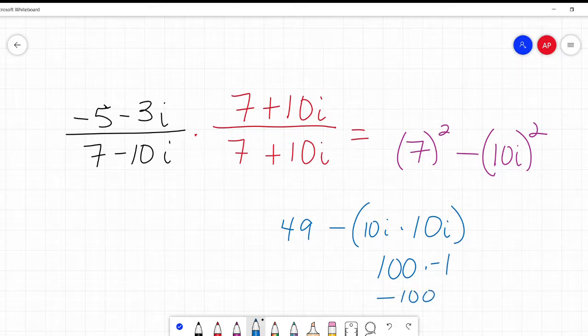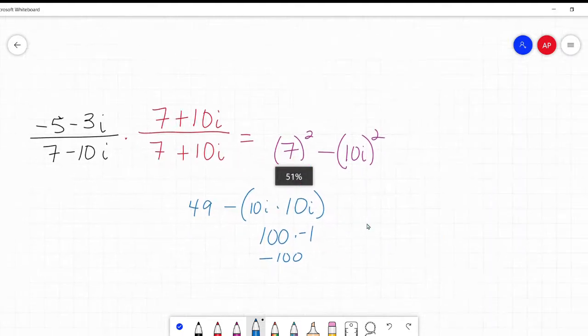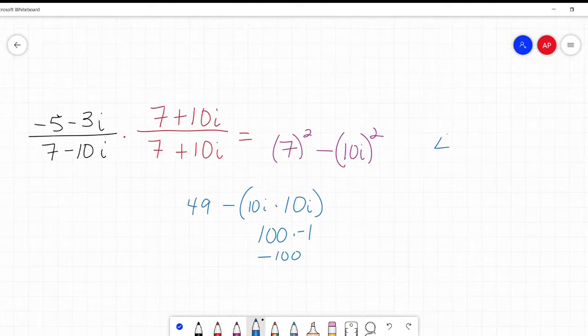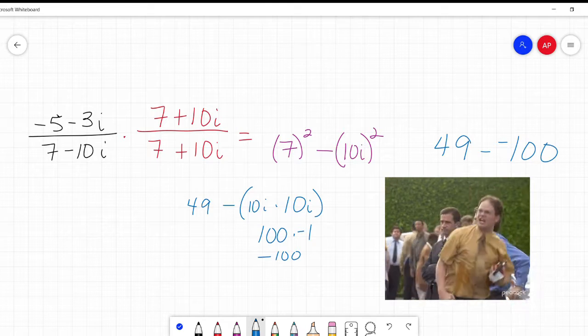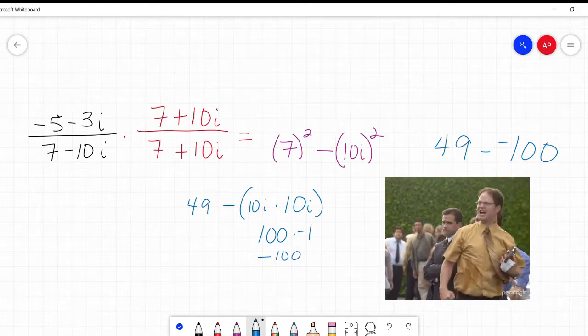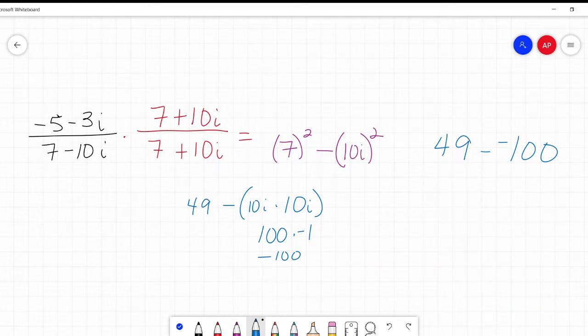So that's negative 100. So this is saying 49 minus a negative 100. There's no i's in there. Oh, yay! All the i's are gone. That's why we do this. Every single time it will get rid of the i's in the denominator. And that's why we're doing this. So on the bottom, that's what's going to be happening.